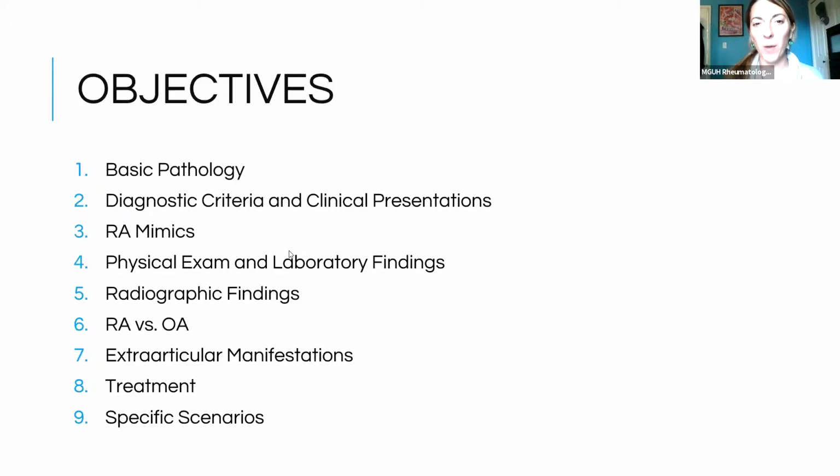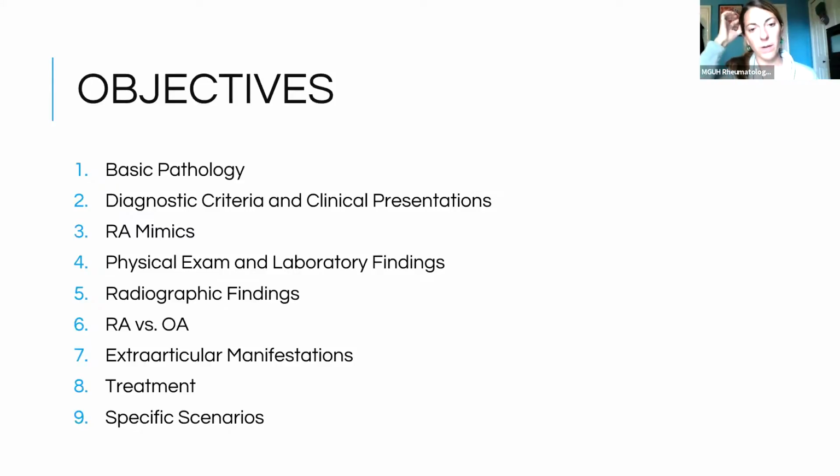clinical presentation, what kind of thing you want to do on a physical exam. We'll talk about some things that mimic RA. We'll talk a little bit about x-rays and some of the notable things that you can see. We'll spend a very brief time on extra-articular manifestations because I think you should be aware of them. But honestly, we're so good at treating rheumatoid arthritis now, we don't see a lot of extra-articular manifestations anymore.